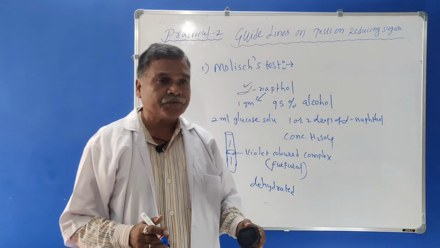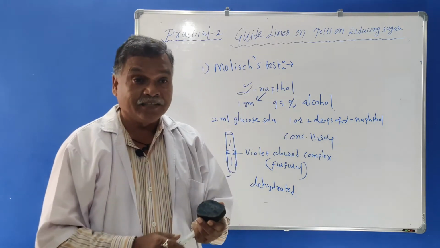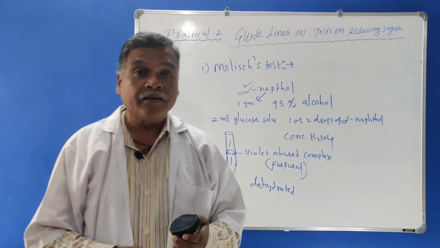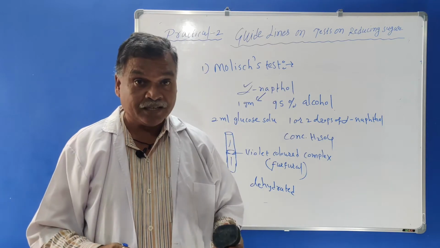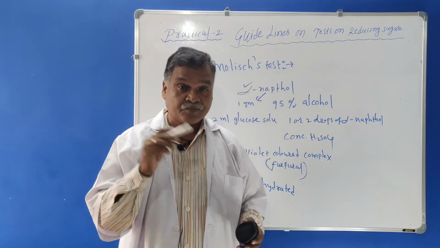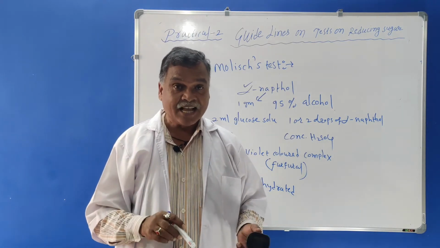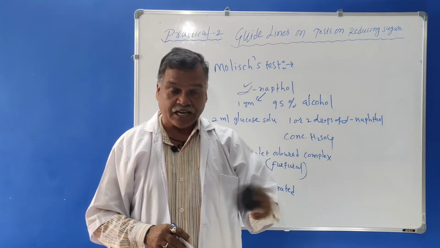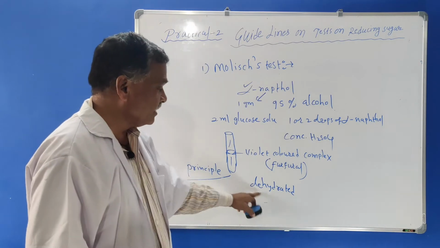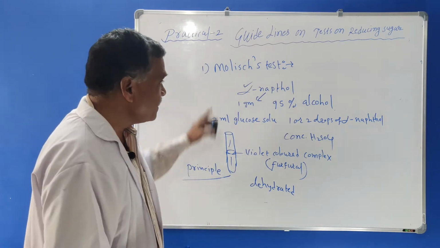In the examination sometimes this question is asked by the examiner: say the principle of the Molish test. So you have to say that dehydration takes place by the addition of the concentrated sulfuric acid and furfural is formed. Later on this furfural will be condensed with alpha naphthol. So you must know that. This is the principle belonging to this Molish test.